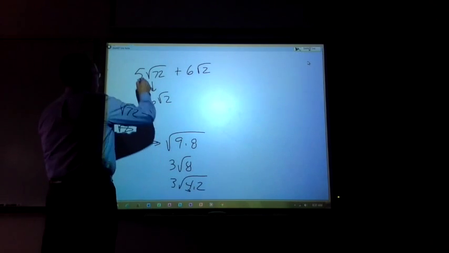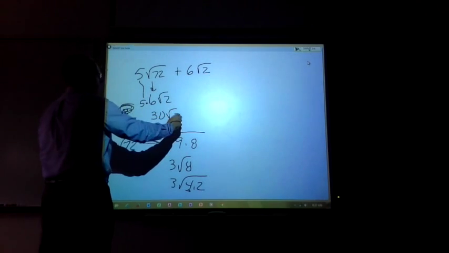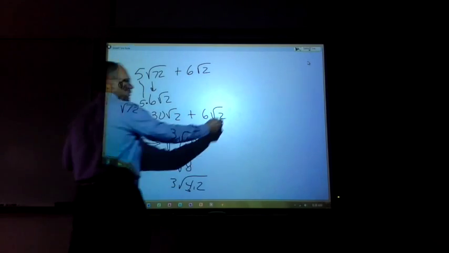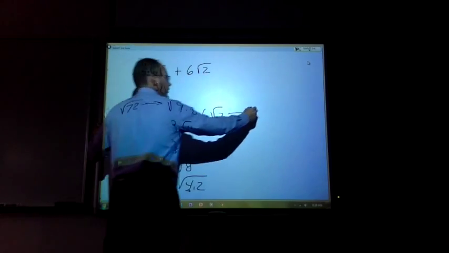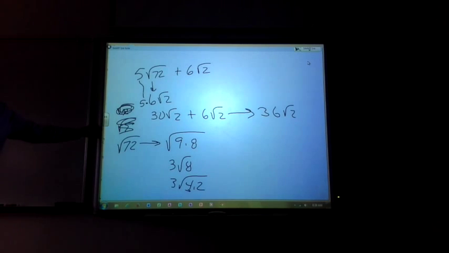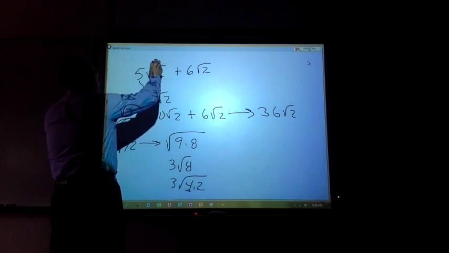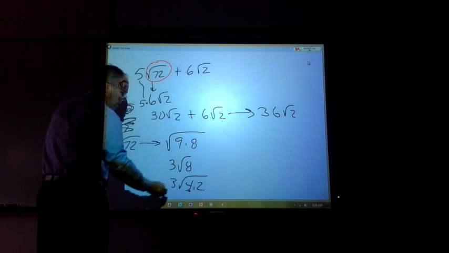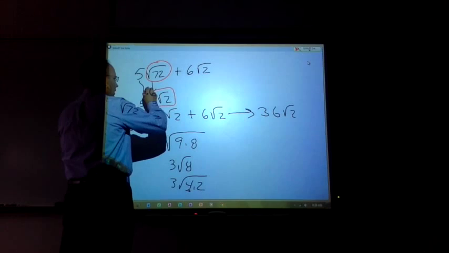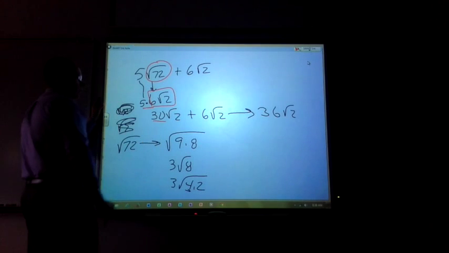What else did I have outside though? So this is 30 root 2 plus 6 root 2. Do we have like terms? What's the answer? 36 root 2. So when you're adding it, the radical won't change. It's like a letter, okay? All right, so hang on. Let's make sure we can make this work. So I just took this right here, and I'm able to say that is the same thing as this. But then I had that 5 that also had to come along. That's why that became 30. I had to multiply those.